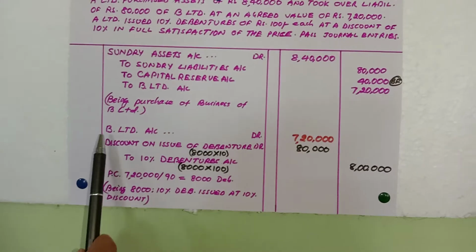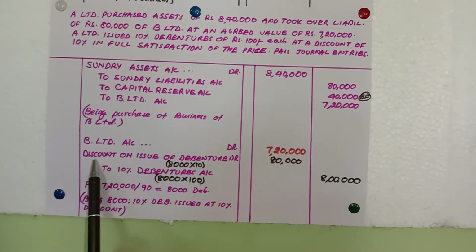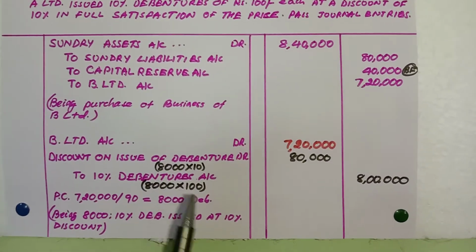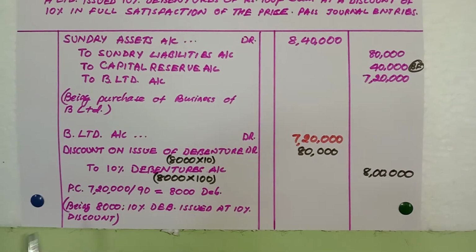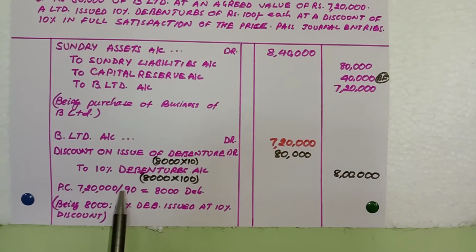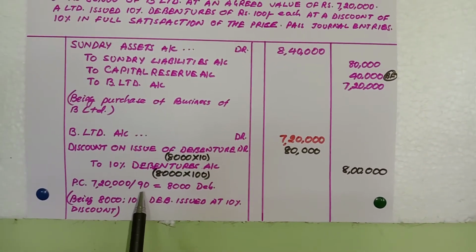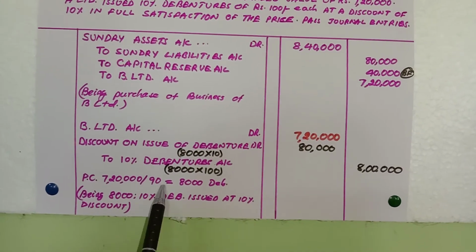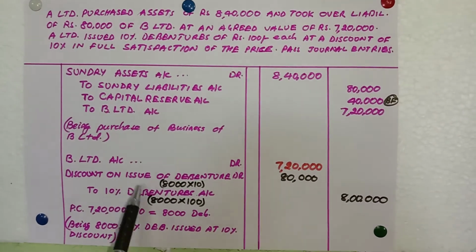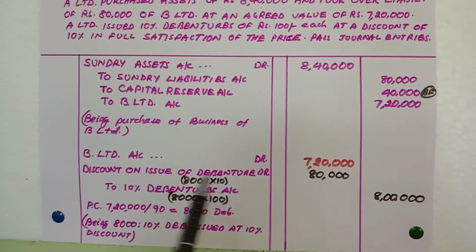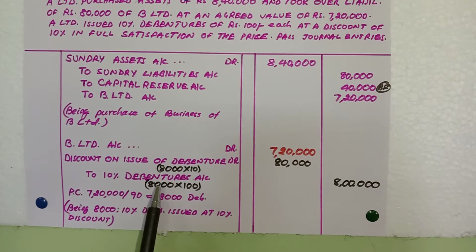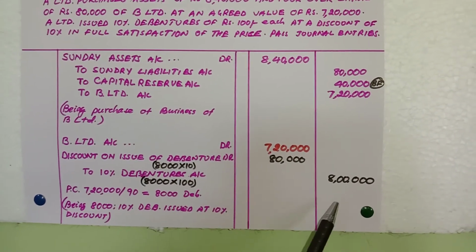Second entry, B Limited account debit, discount on issue of debentures debit, to debentures account. Now how to get the number of debentures? Again the same procedure we should apply. Here purchase consideration is 7,20,000 and these debentures are issued at less than the face value, that is 10% discount. So 90 I have taken. So the total number of debentures issued will be 8,000. Now here you can multiply discount on issue of debentures, 8,000 into 10 rupees, so 80,000, and 10% debentures 8,000 into 100, it is 8 lakhs.